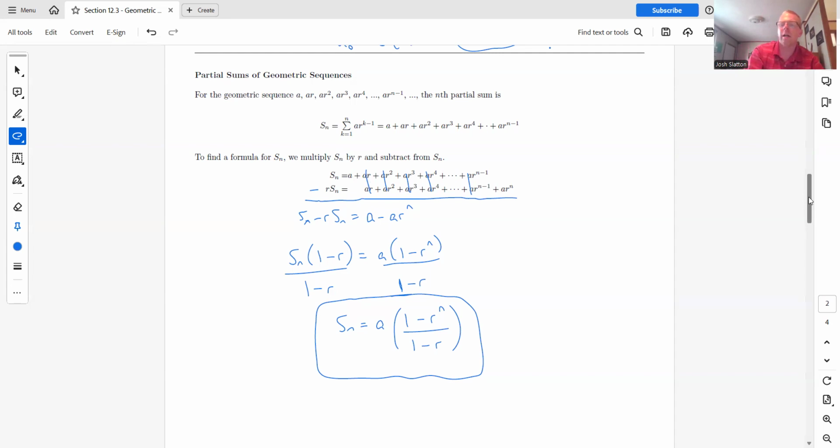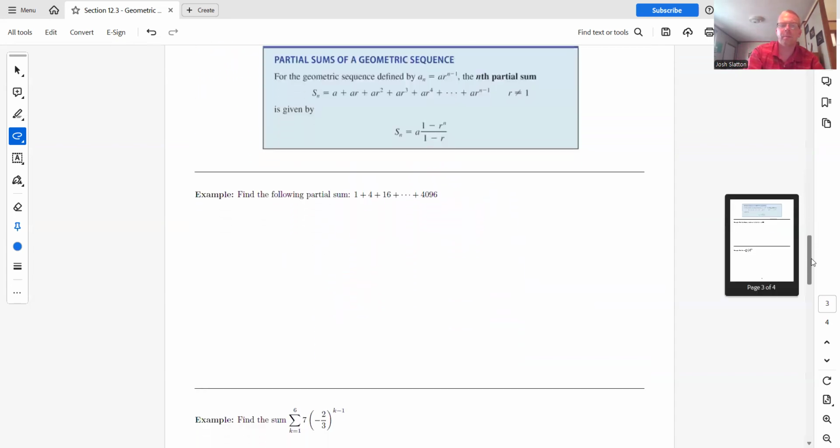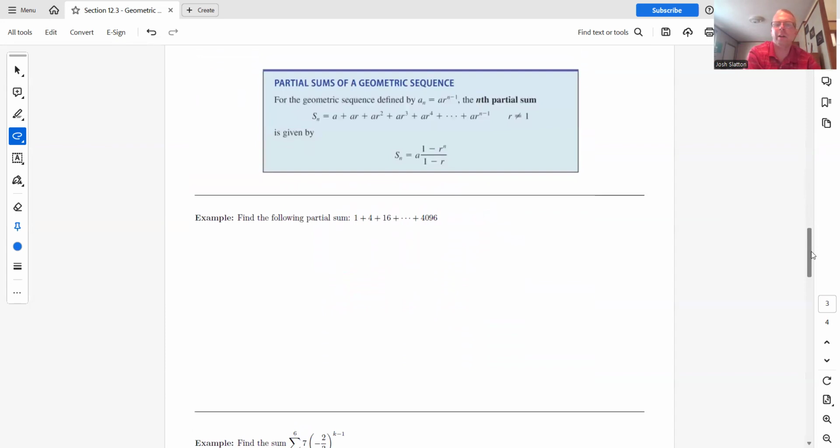Okay, so let's look at an example here. Well, here we have this kind of summarized. So the geometric sequence, the nth partial sum is given by the formula. So there's a formula again. So find the following partial sum. All right, so now, how many terms do we have? We actually don't know how many terms we have. We have to figure that out.